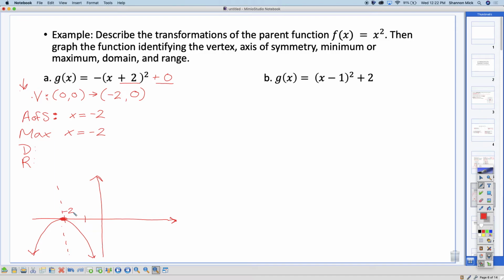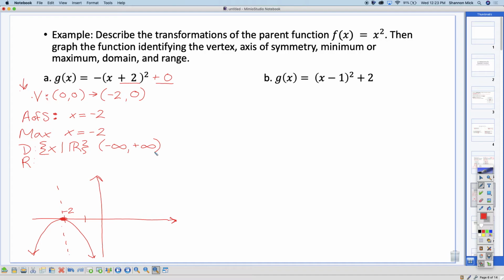So what is my domain? Is there any restrictions on what number I can put in here? No. So what is my domain? All real numbers, right? So I'm going to use set notation, x such that x is a set of all real numbers. Can I use interval notation? Sure. They say both things, yes?